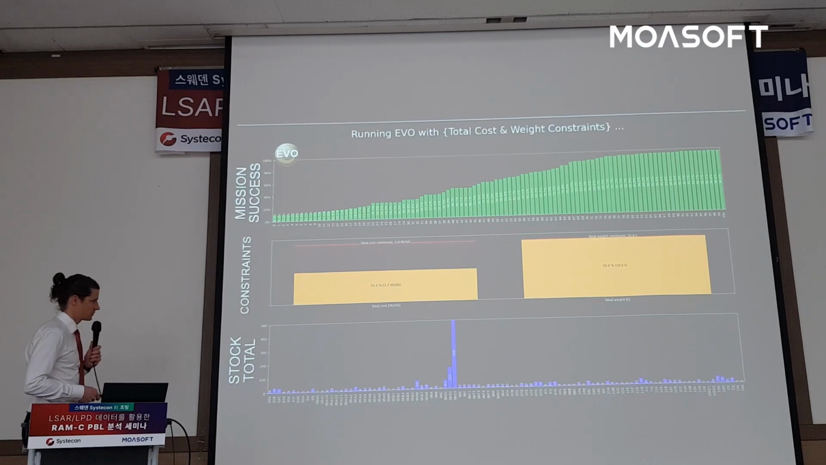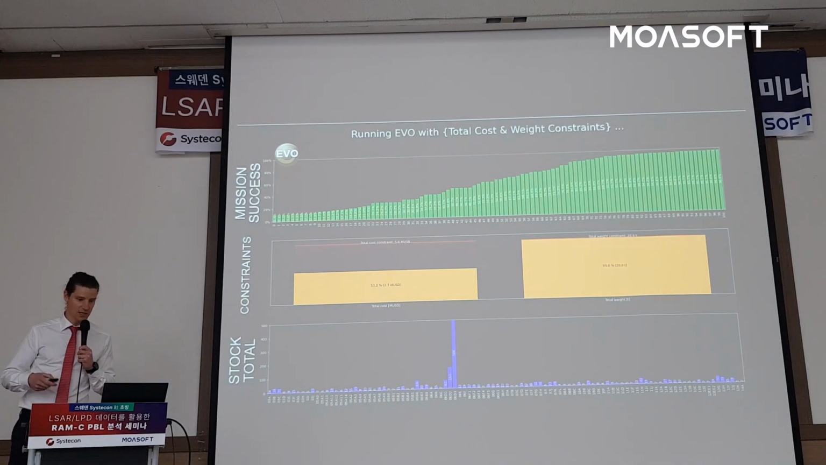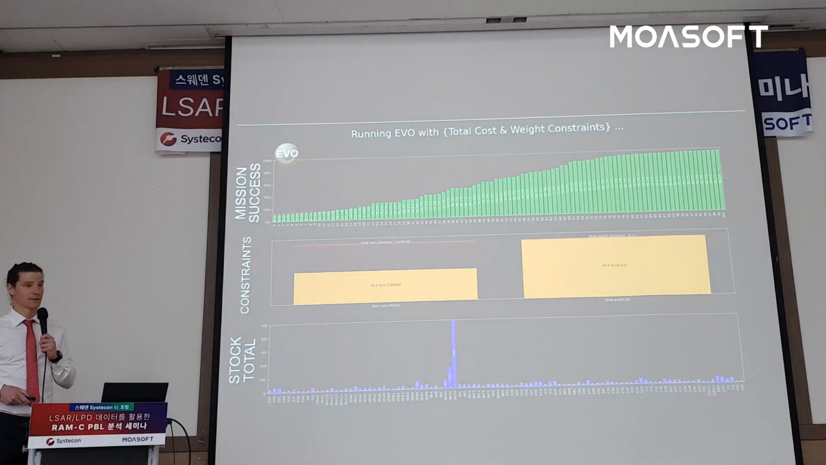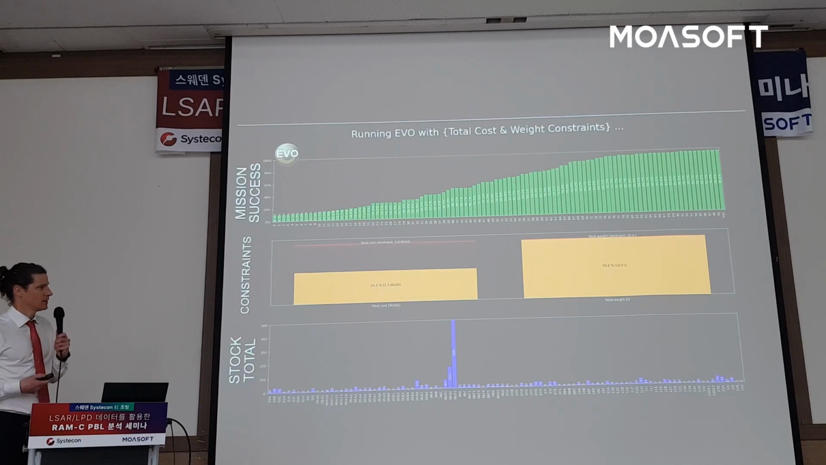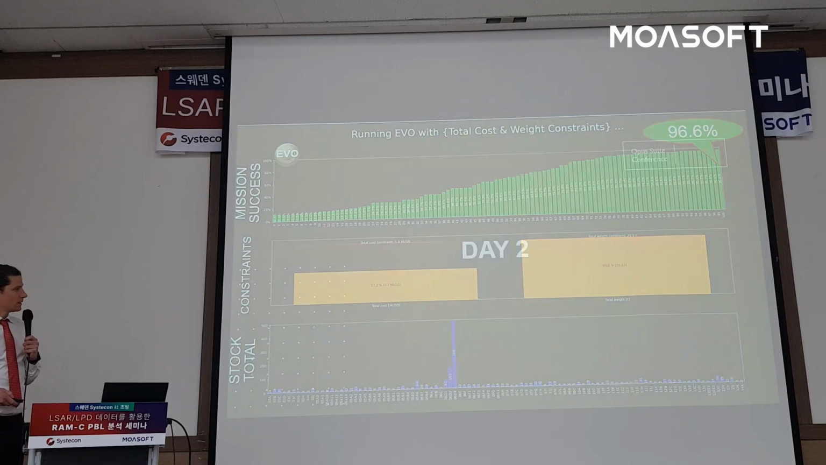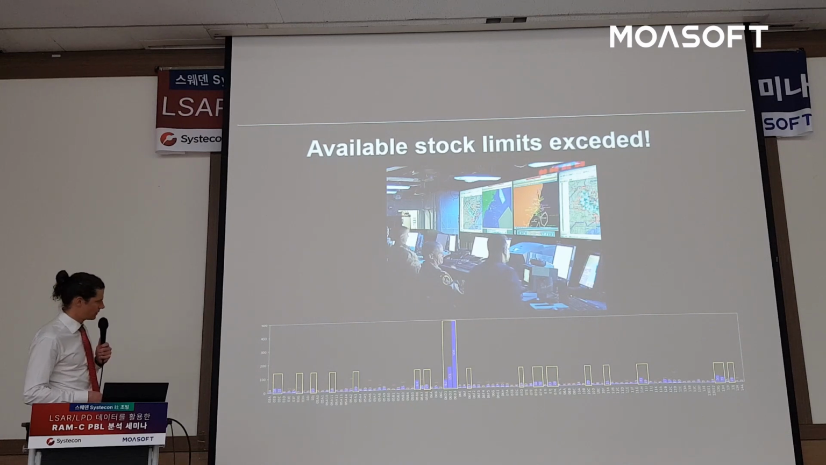Why? Well, because if we're not happy with the mission success rate that we could reach, then we can come back and say, well, hey, we have money left, but we don't have any more weight. So maybe we can transport in another way, or put more money into that, and we can increase the mission success as well. So anyway, we ended up here with a 96.6% success rate.